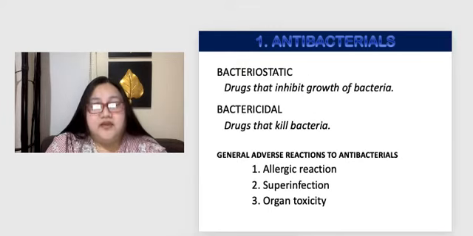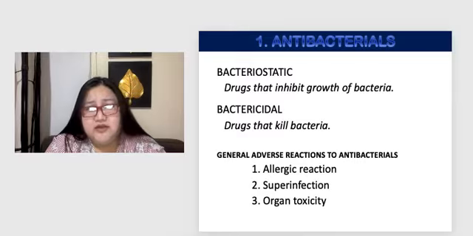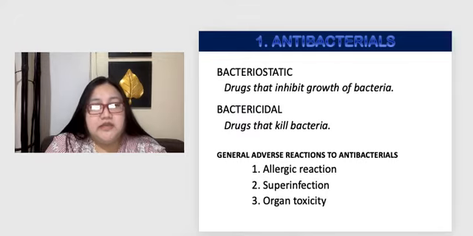Now, antibacterials can also be bacteriostatic or bactericidal. As what I've said earlier, they either inhibit the growth or they kill. If antibacterials inhibit growth of the bacteria, they are bacteriostatic. And if antibacterials kill the bacteria, they are bactericidal. Okay? Also, other concepts that you need to remember are the words sensitive and resistant. Okay?